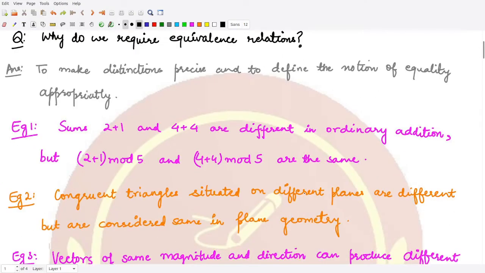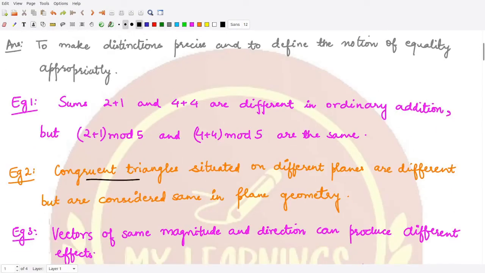Another example is that if you have congruent triangles which are situated on different planes, they are different from each other, right? But whenever they are considered in plane geometry, they are considered to be the same because of the congruency of the triangles. So these are the differences. The same thing appears to be the same in one place and different in another place.